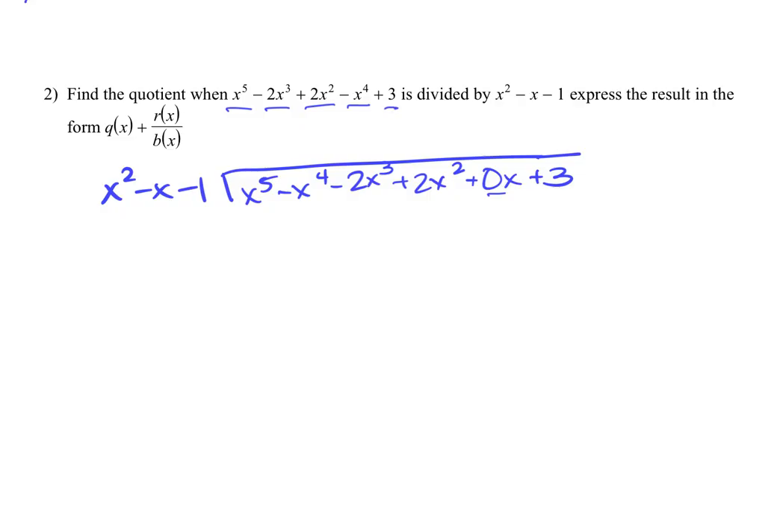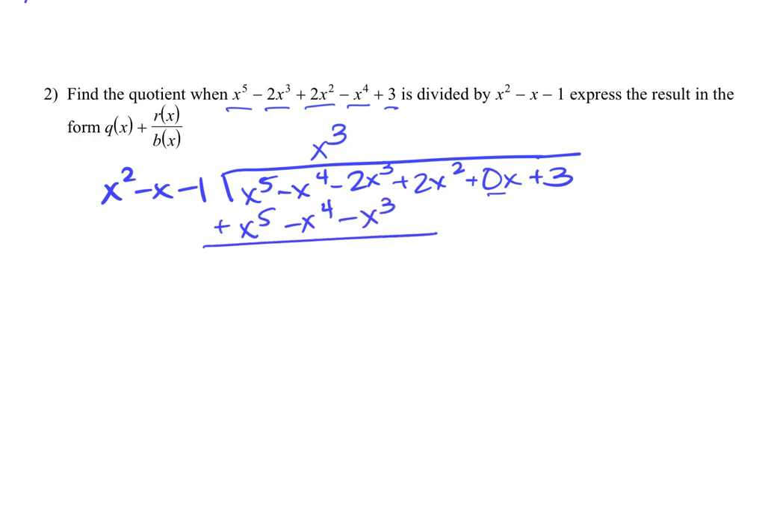Now the process is the same. X to the 5th divided by x squared is x to the 3rd. You can put it anywhere on the top. It really doesn't matter. X to the 5th minus x to the 4th minus x to the 3rd.